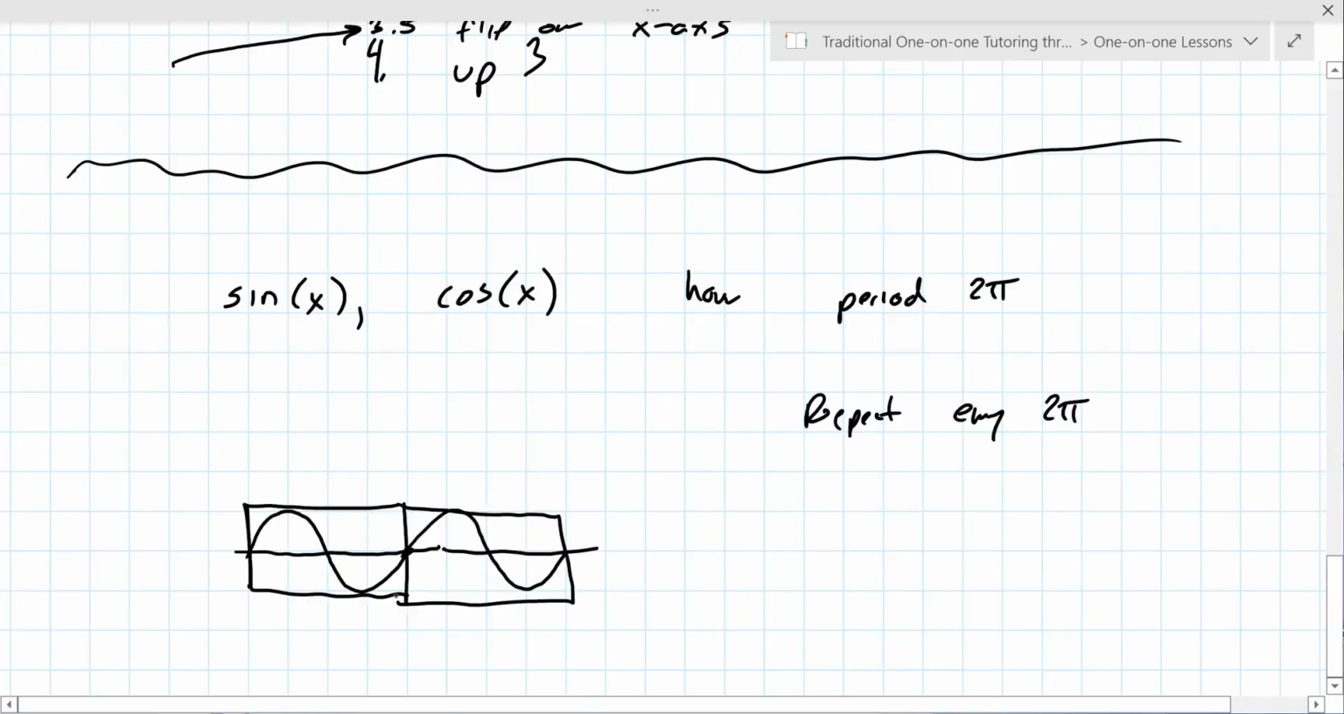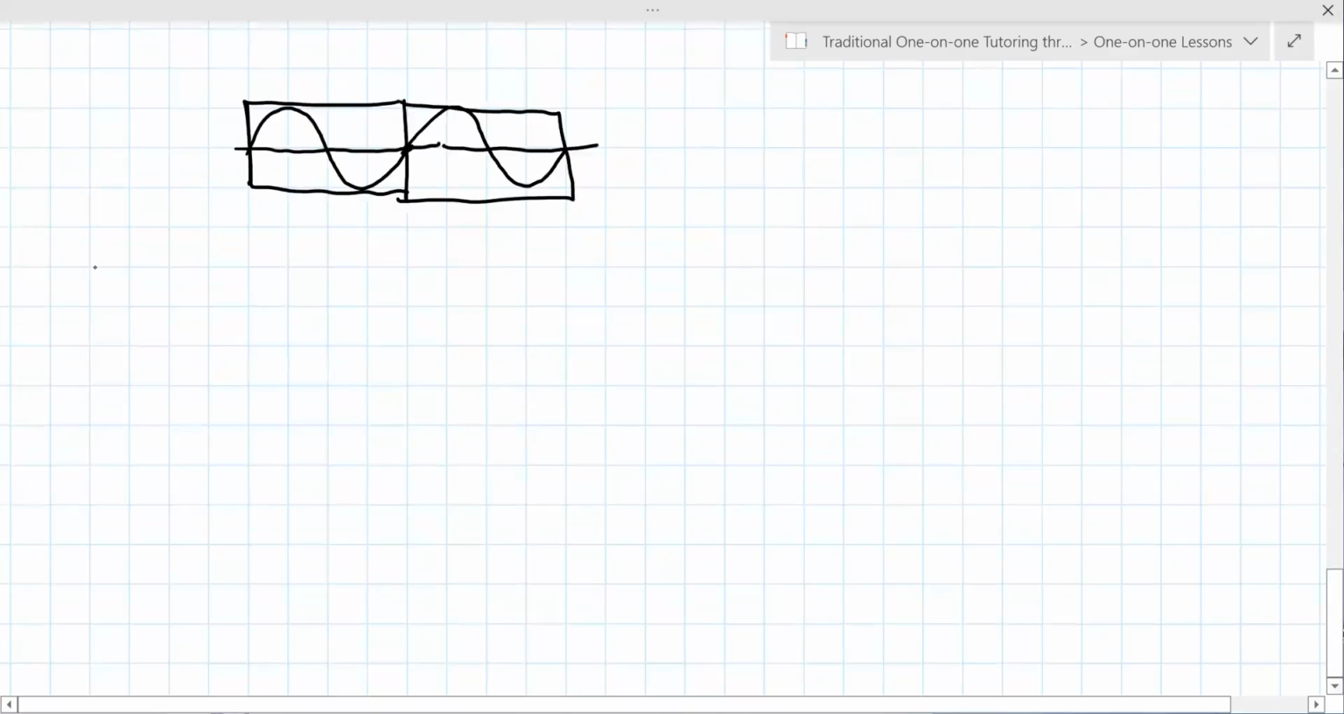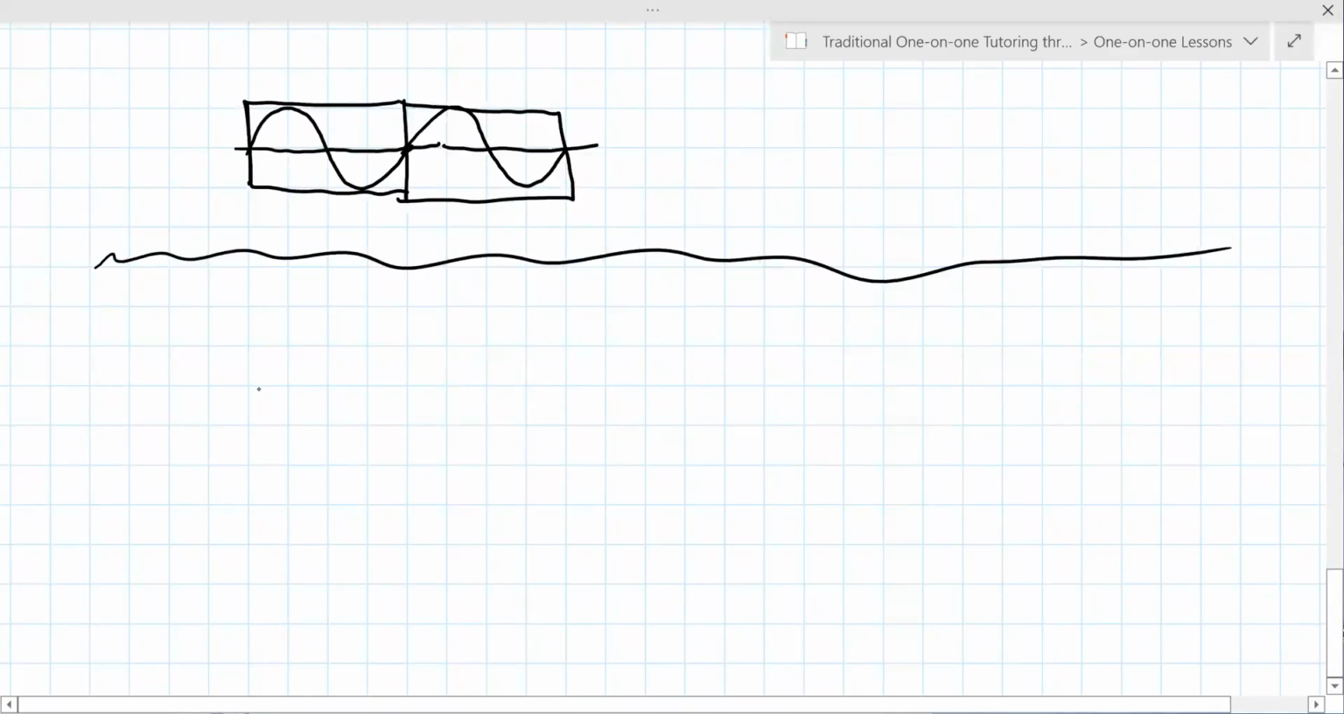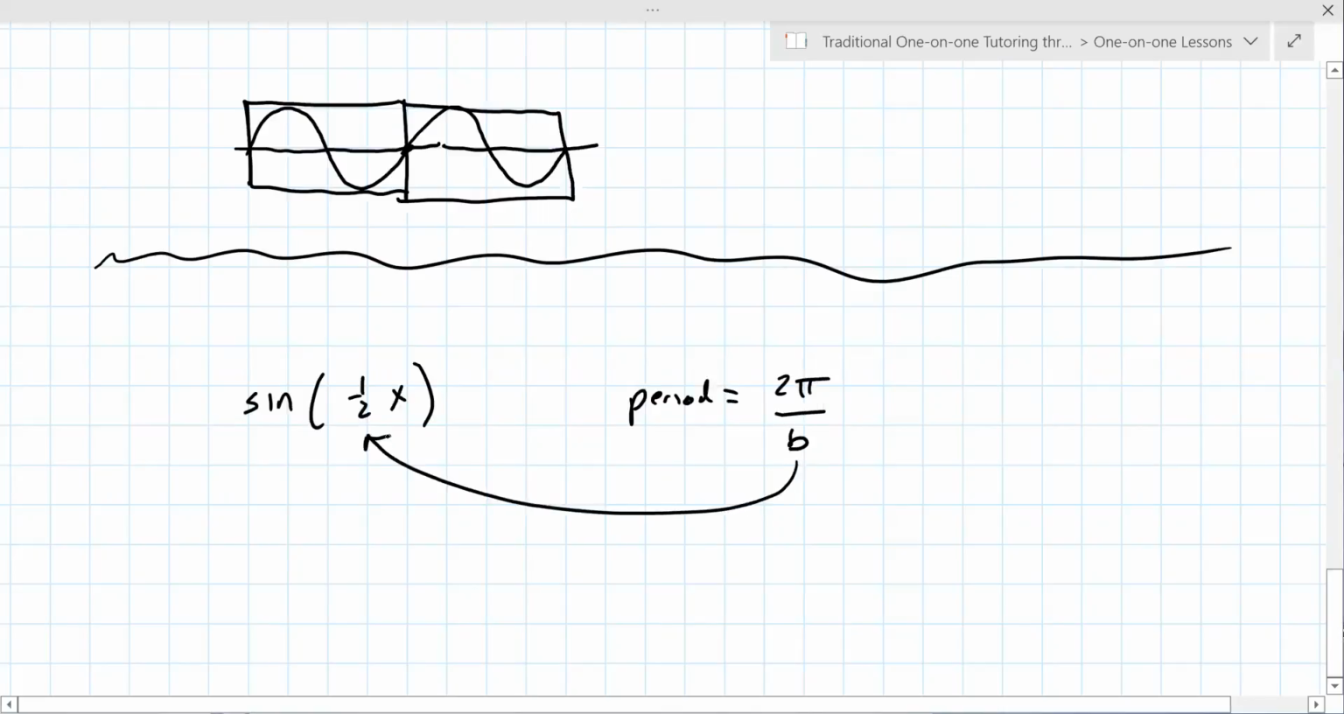Okay. But there are transformations that affect the period. So for example, let's say it was sine of 1/2 x. The period is 2 pi divided by b, and b is this number right there. So it would be 2 pi over 1/2, which is 4 pi.